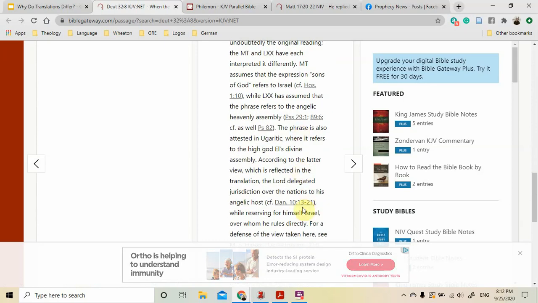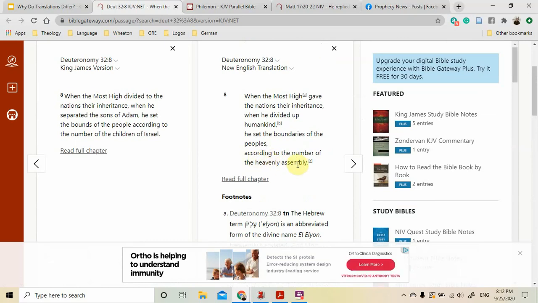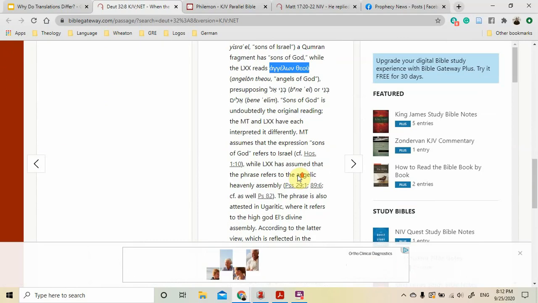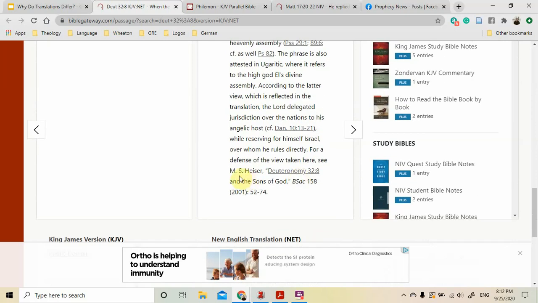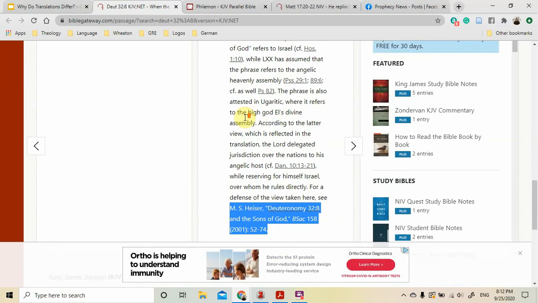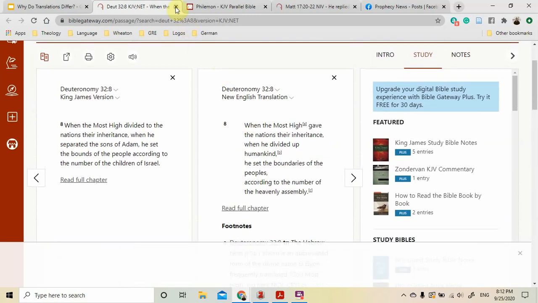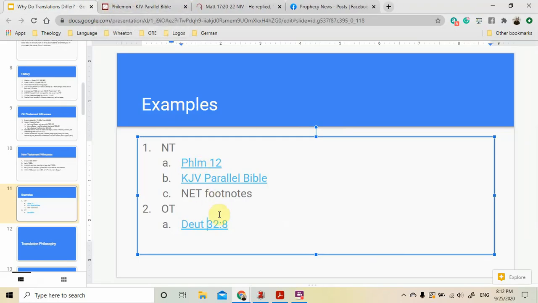And so then they go on with an explanation about why they decided to translate it as heavenly assembly. But it's because of those new archaeology findings. And then they also give you here, if you're confused more, they'll give you a work that you can follow up on to look more into this topic. So, moral of the story, NET footnotes are going to help you a lot in understanding what difference is going on in the translation here, and especially for textual criticism.